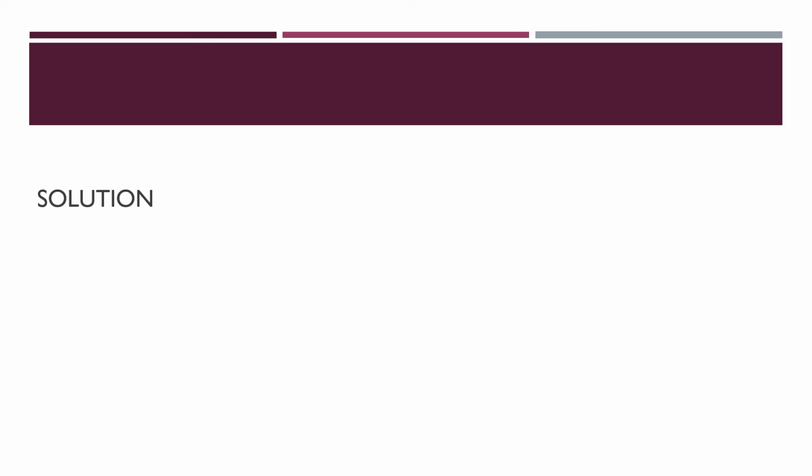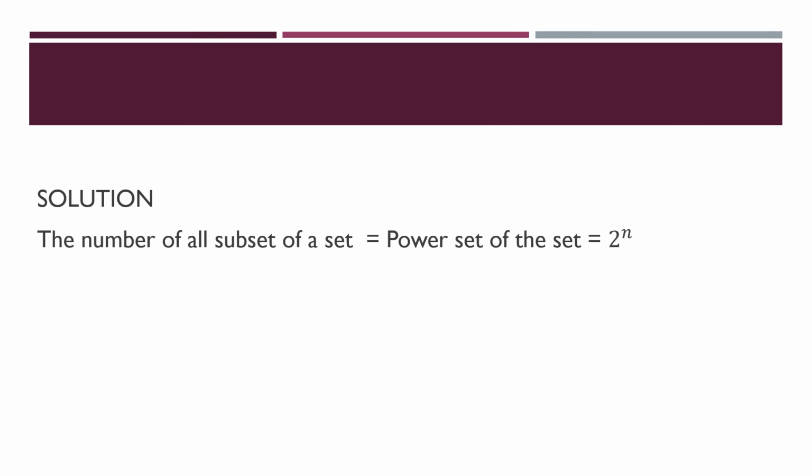For this problem, all I want us to note is that the number of all subsets of a set is equal to the power set of the set. So what is the power set of a set? The power set of a set is 2 to the power n. How many elements are in the set? That is what n is.